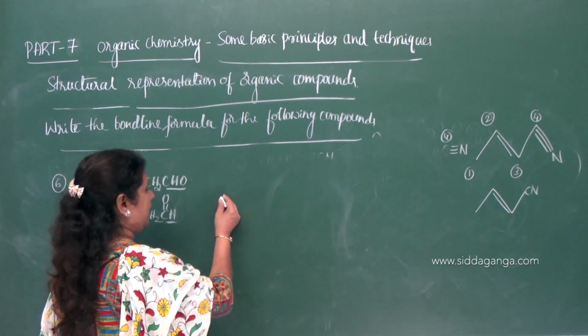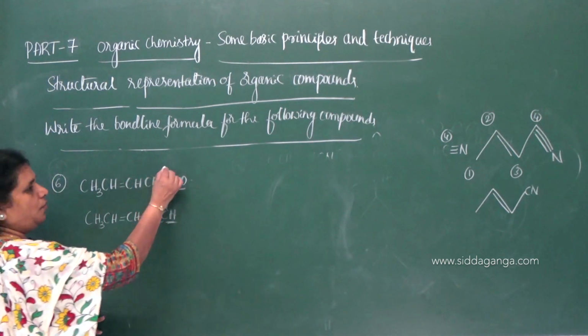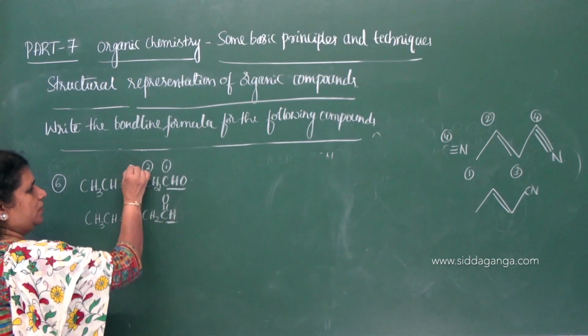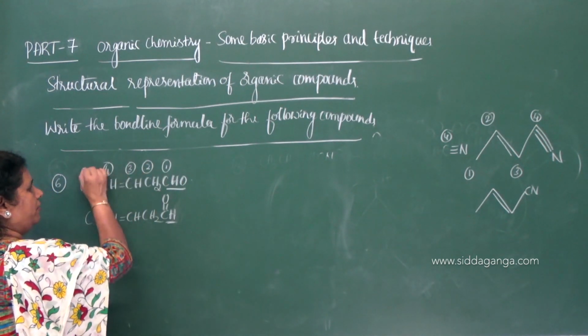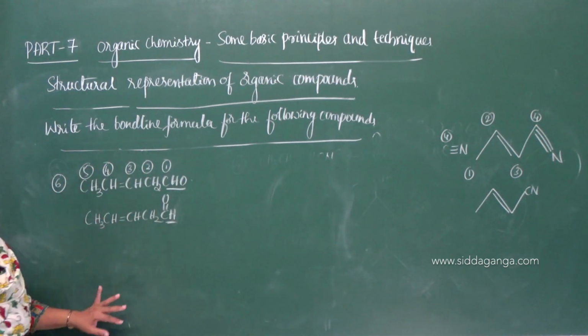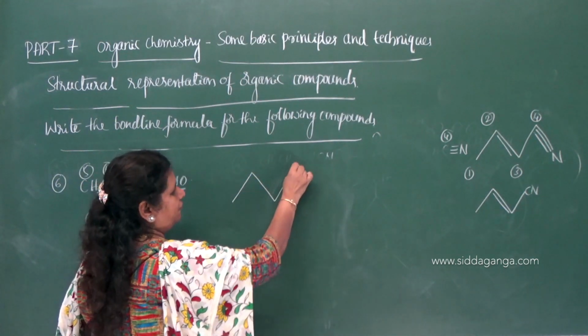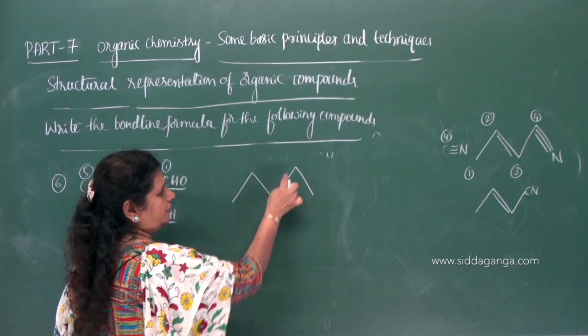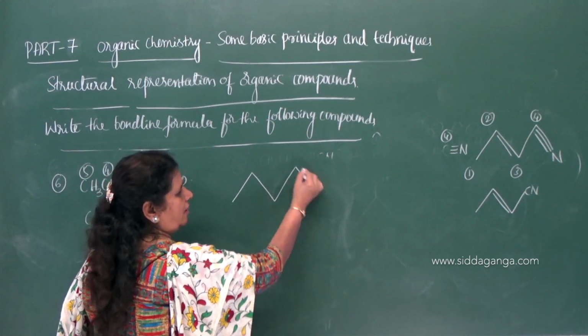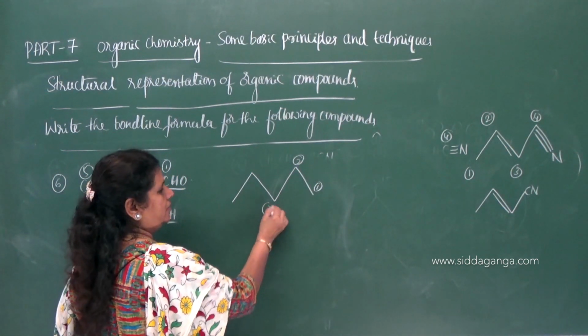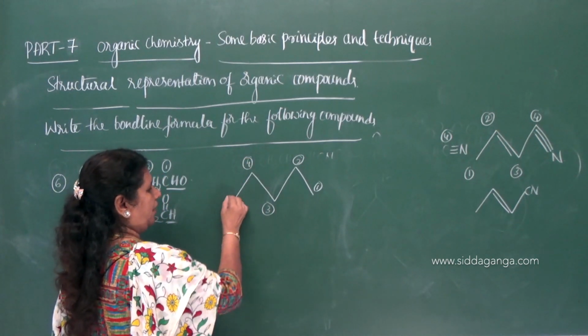Then how many carbon atoms are here? 1, 2, 3, 4, 5. 5 carbon atoms. So 1, 2, 3, 4, 5. And this is the first carbon, second, third, fourth, and fifth.